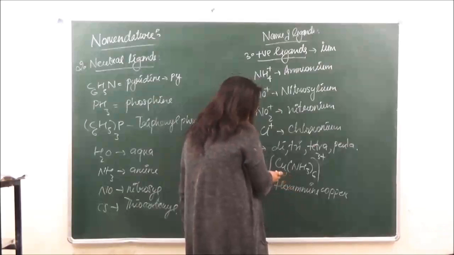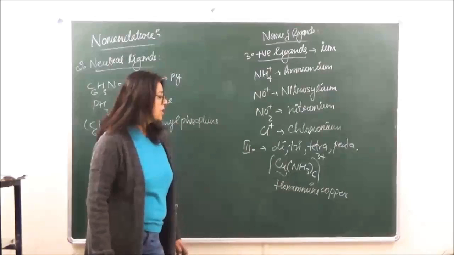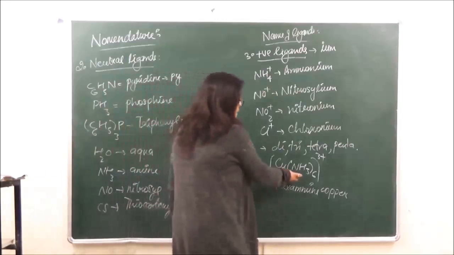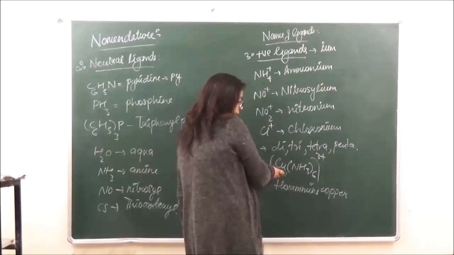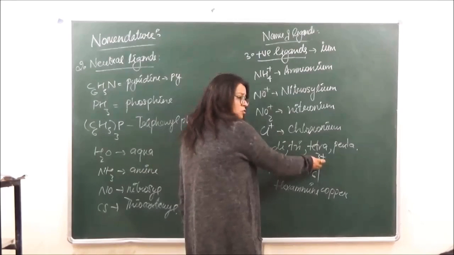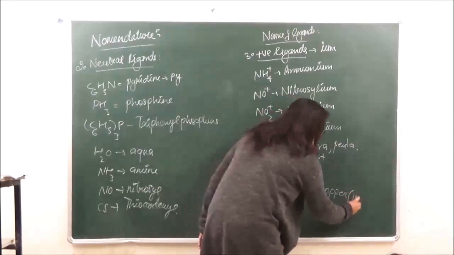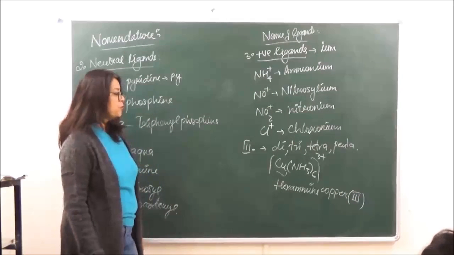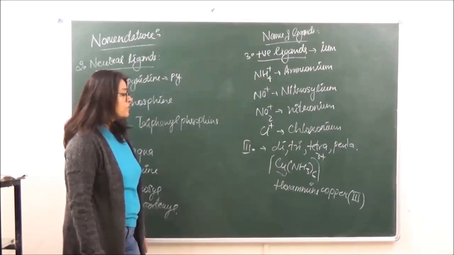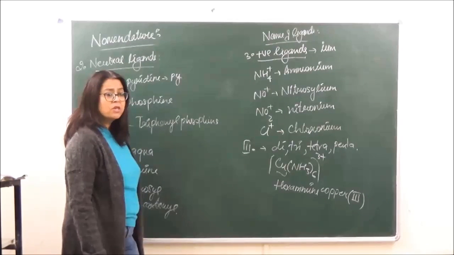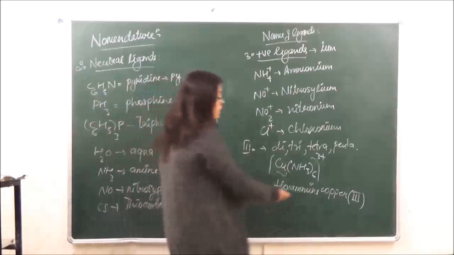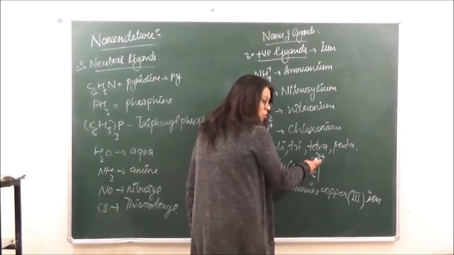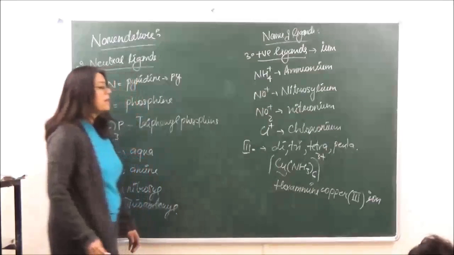Then after that, the central metal atom, copper. It is very important to mention the oxidation number of the central metal atom. Ammine is a neutral ligand, so when you are calculating the oxidation number of this, it comes to +3. So you have to mention the oxidation number in Roman numerals in brackets soon after you have written the name of the central metal atom. So we have copper(III).